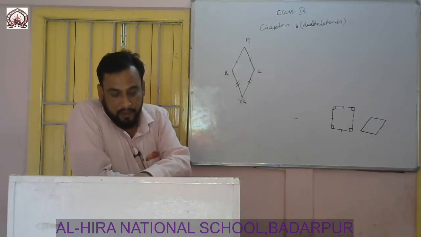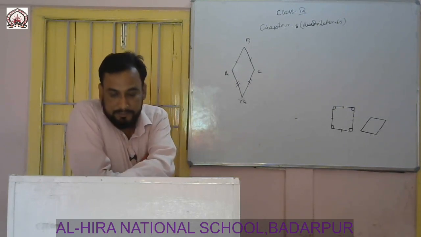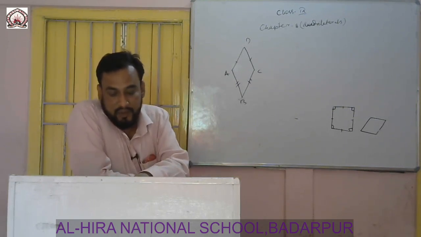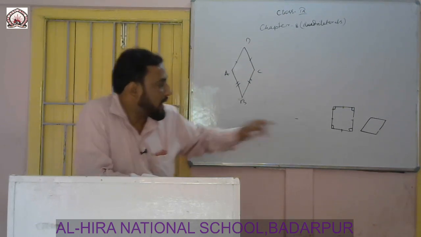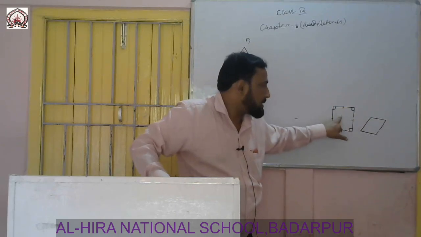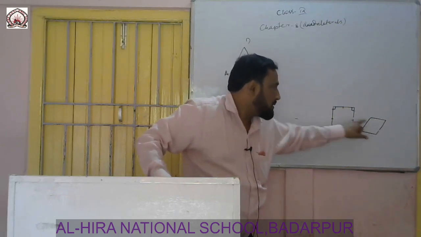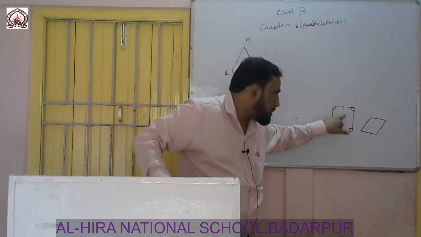Now some other properties. A square, you see page number 161. A square is a rectangle and also a rhombus. Look at the book, page number 161. A square is a rectangle and also a rhombus. I said it is a rhombus. This is a rhombus. It is a square, but it is also a rhombus.